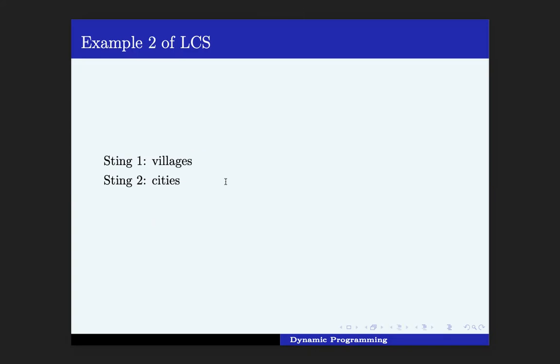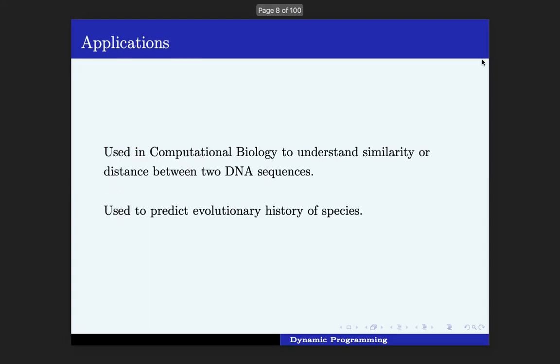Similarly, in the strings villages and cities, what is the longest common subsequence? I think it should be IES. This is I and ES. I think this is the longest common subsequence here. This particular problem is very important in the computational biology world.